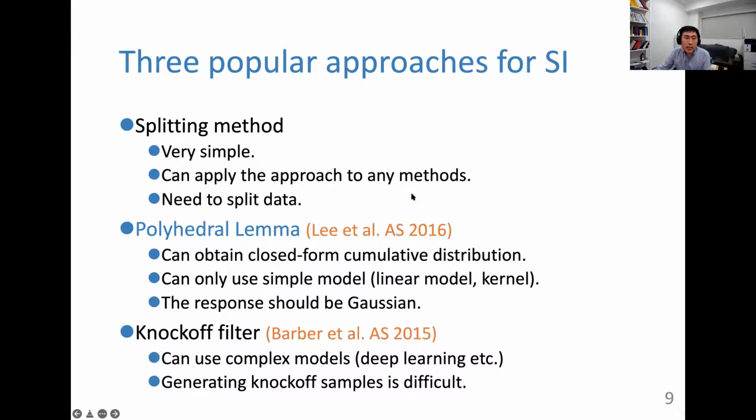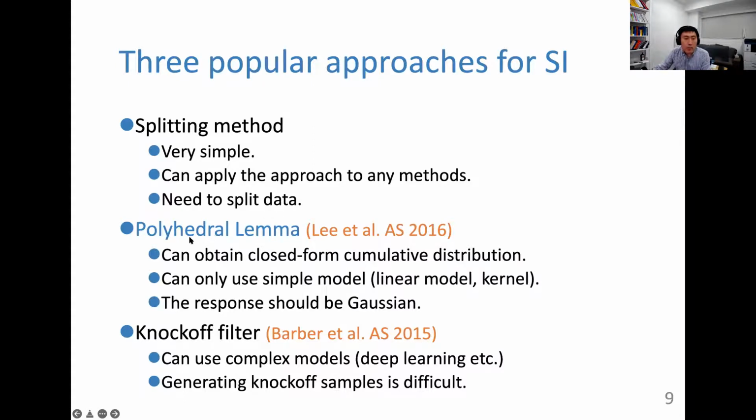In general, there are 3 types of selective inference approaches. As I said, one is a simple method. This is the splitting method, which simply splits the data into 2. This is extremely simple and can apply to any approach, because we just need to split the data. Then we do the feature selection or something else, and then we do the inference with another method. Therefore, this is very flexible. But the only problem is that we need to split the data.